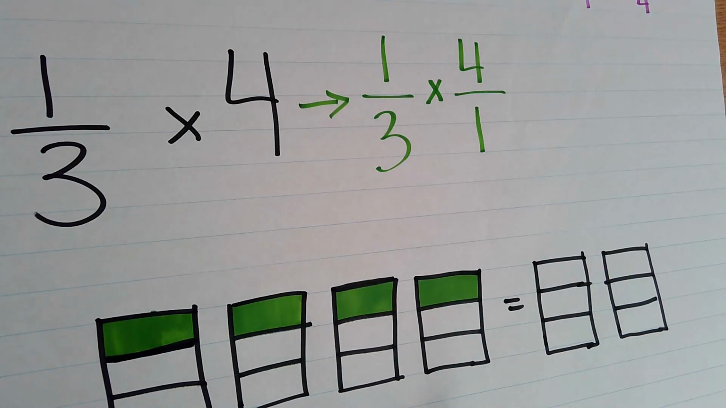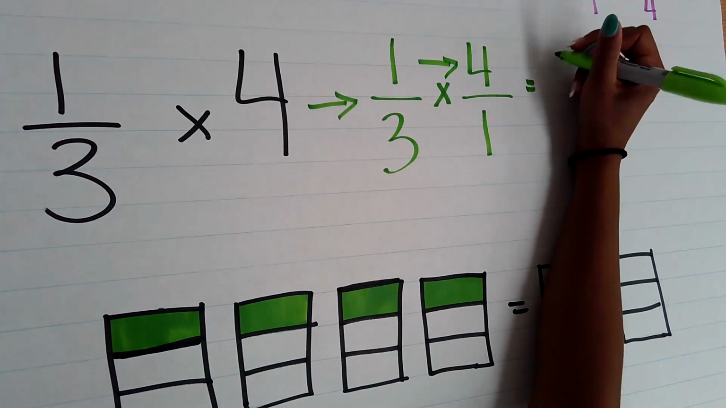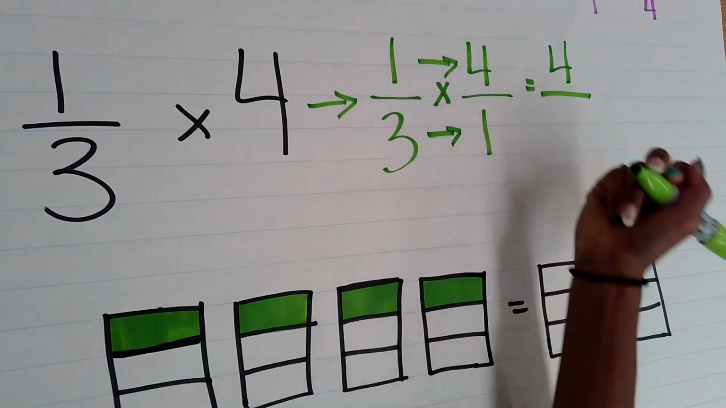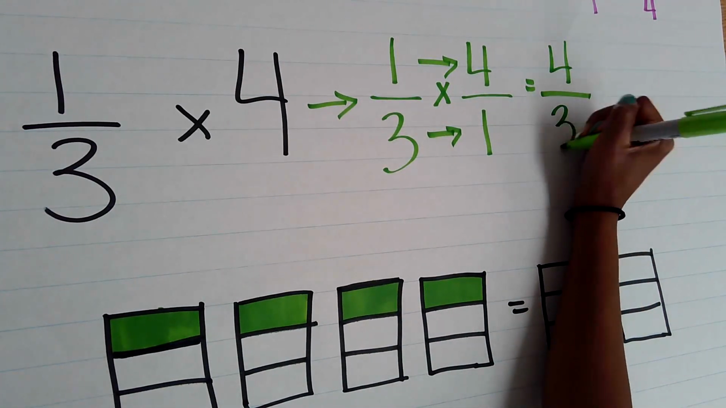Step 2 is to multiply the numerators by each other to give me 4. 1 times 4 is 4. And then take the denominators and multiply them by each other. 3 times 1 gives me 3.